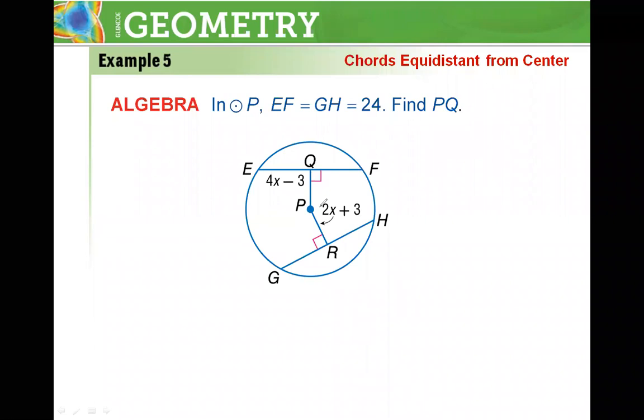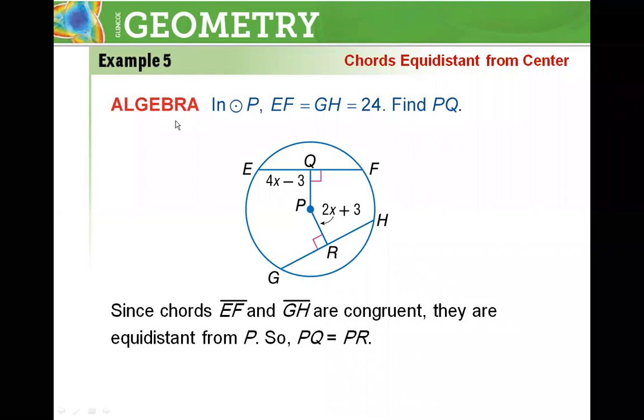First we could get the radius of EQ and GR, but no, there is no need for the radius. Let's go step by step. Since the two chords EF and GH are congruent, they are equidistant. It means BQ equals BR, as we said in the theorem.